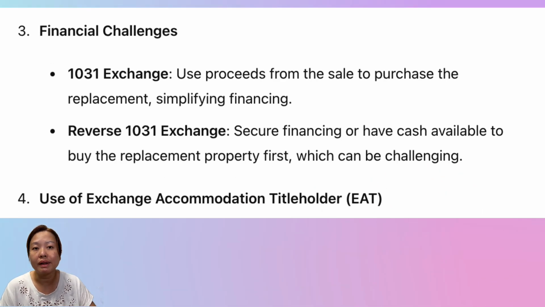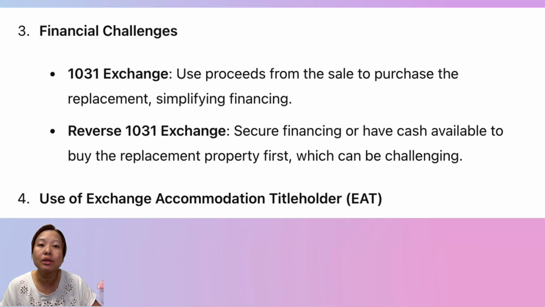The third thing is financial challenges. In a 1031 exchange, generally the proceeds from the sale of the relinquished property are used to purchase the replacement property, which may simplify financing. In a reverse 1031 exchange, the investor needs to secure financing or have sufficient cash available to purchase the replacement property before the relinquished property is sold, which can be more challenging, especially in a tight credit market.